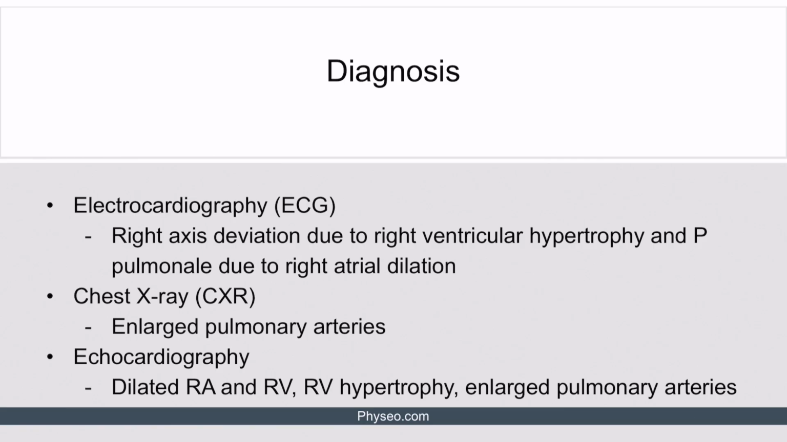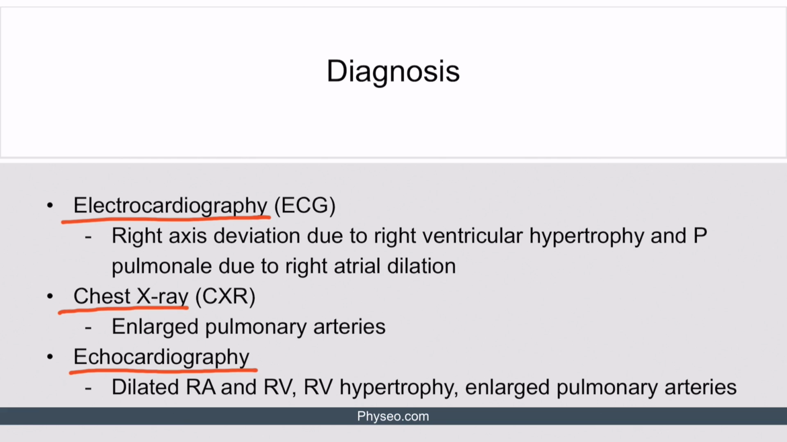Let's talk about the diagnosis of pulmonary hypertension. Electrocardiography of a patient with pulmonary hypertension will show right axis deviation due to right ventricular hypertrophy and P pulmonale, which is a peaked P wave due to the right atrial dilation. The right atrium becomes dilated in pulmonary hypertension due to backup of blood from the right ventricle to the right atrium. Chest x-ray, on the other hand, will reveal enlarged pulmonary arteries.